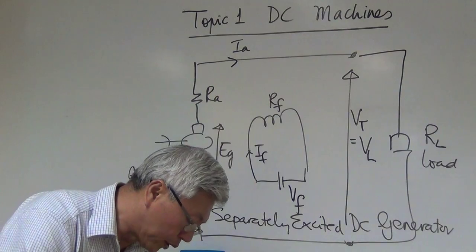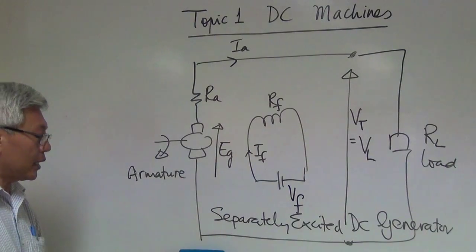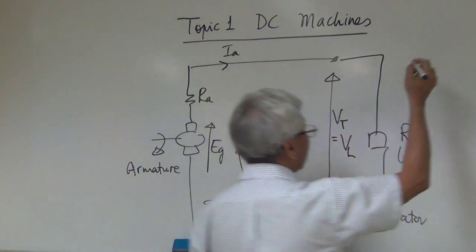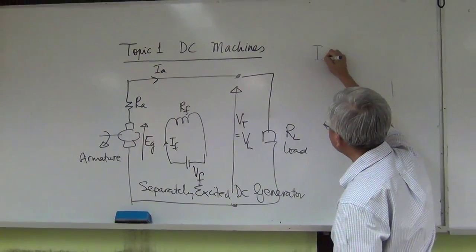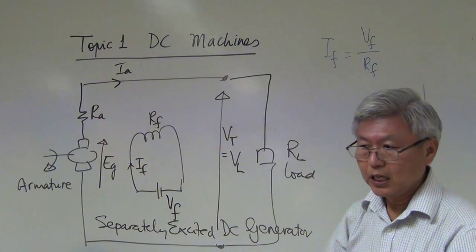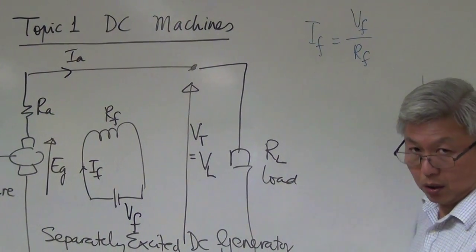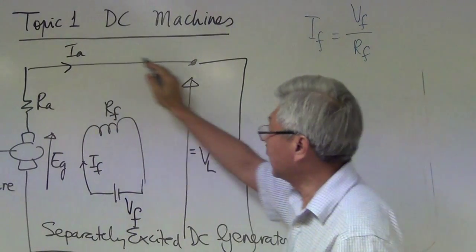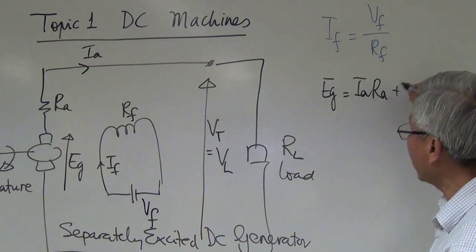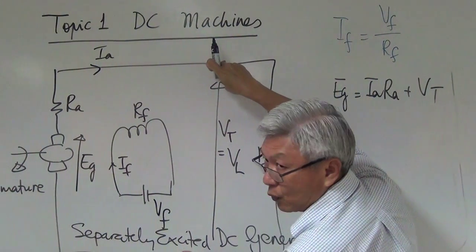And you must know how to draw the circuit well in order to be able to write equations. So let us write equations. Start with VF. How do I calculate IF in this circuit? IF is equal to VF over RF. So that's the first equation, Ohm's law. How about the external circuit? EG equal to IARA plus terminal voltage. Am I right? This voltage is equal to this voltage plus this voltage.